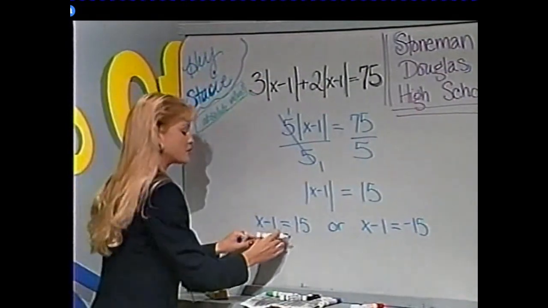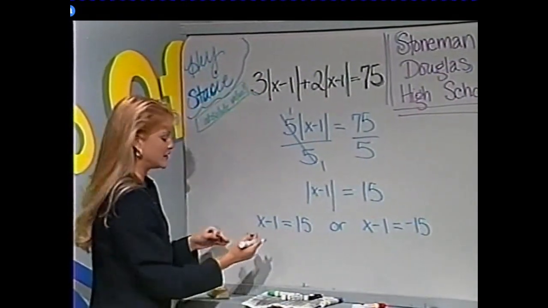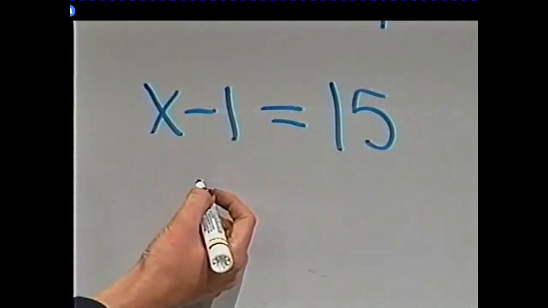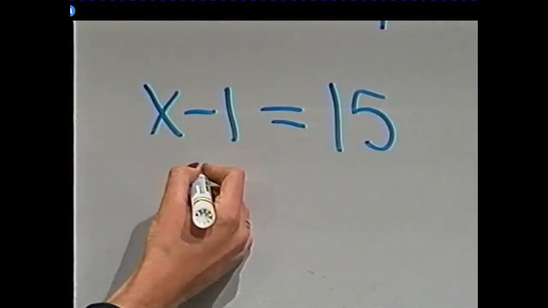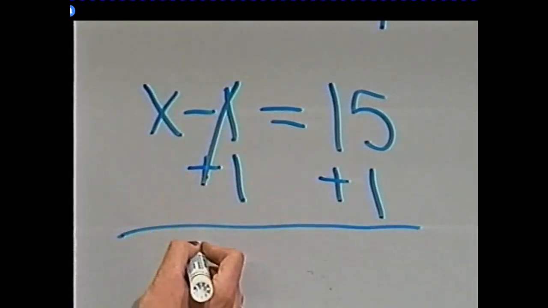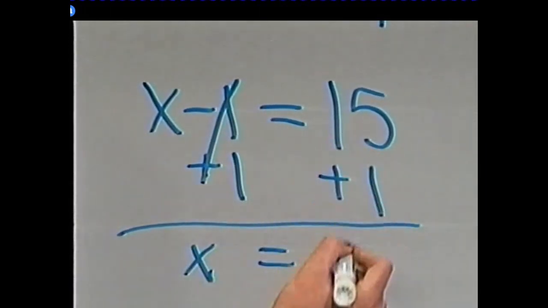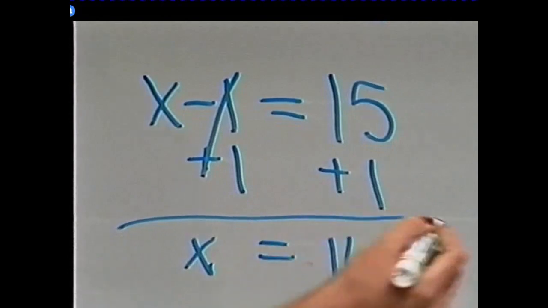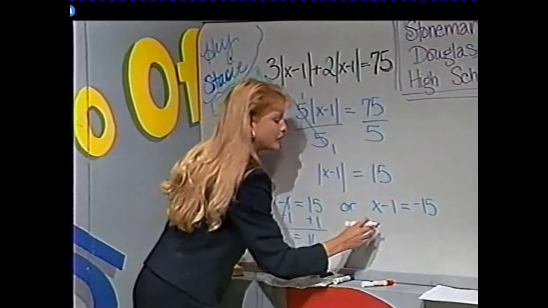Okay, so x minus 1 equals 15. Let's solve this like an equation, all right? What would you do to both sides? You add 1 to both sides. Add 1. I know this is real basic. Add 1 to both sides. You get x equals 16. 16. Very good.